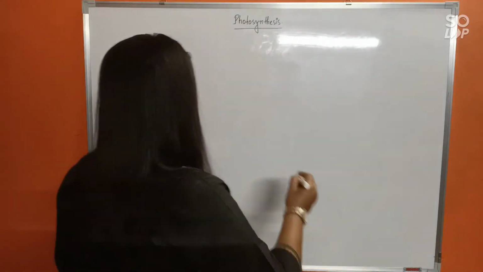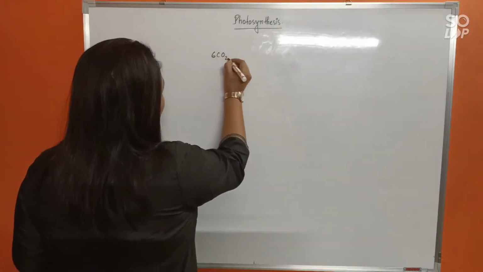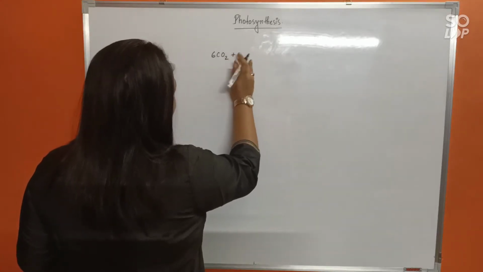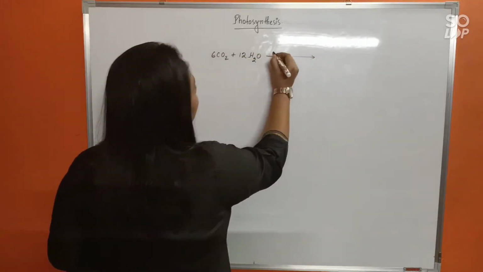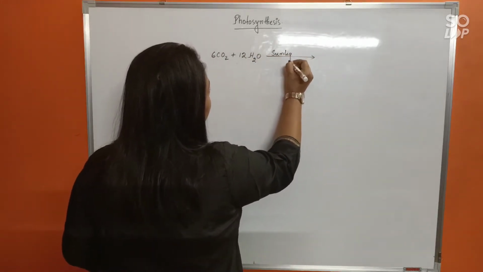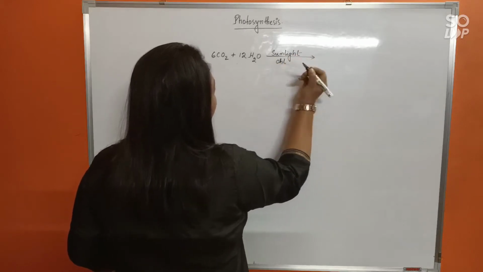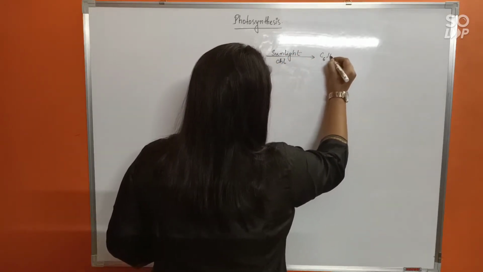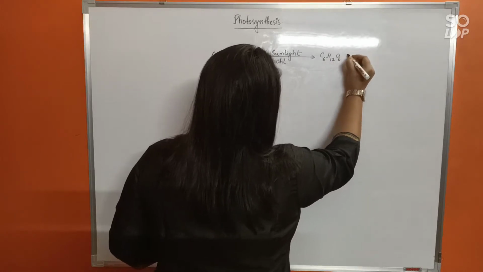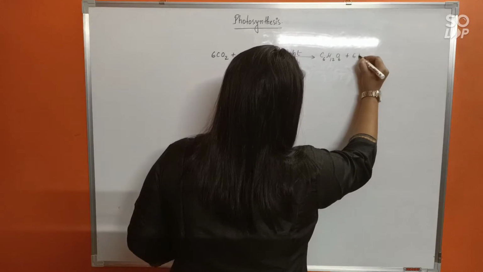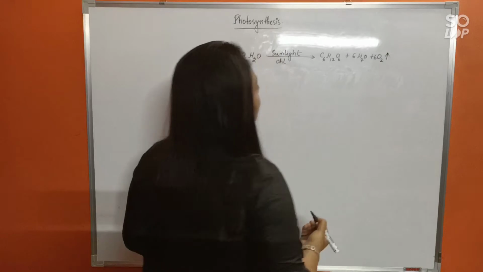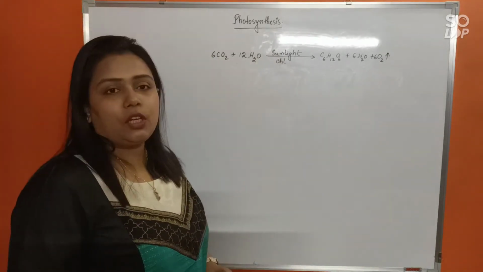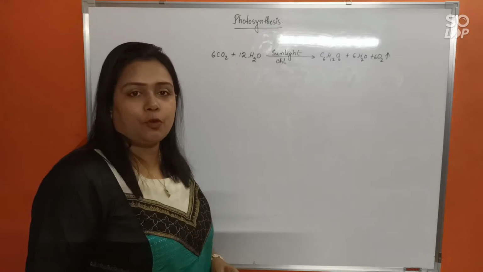Photosynthesis, the entire reaction can be summarized in this equation, that is: carbon dioxide, water, in the presence of sunlight and chlorophyll, is converted into sugar, and oxygen will be released as a byproduct. This is the equation in which we can summarize the whole process of photosynthesis.